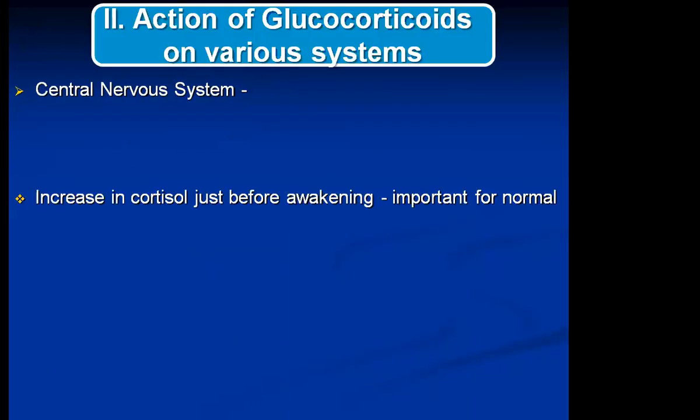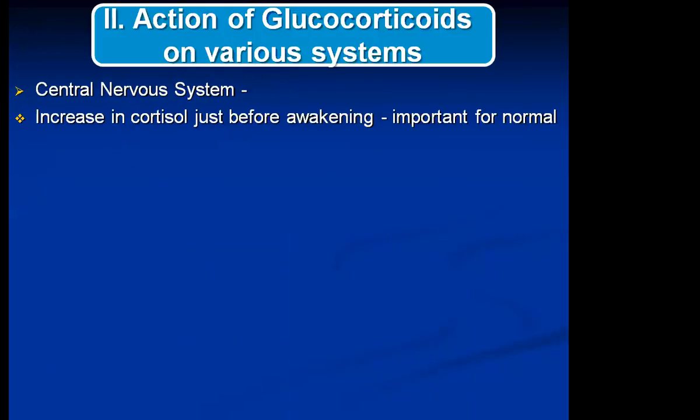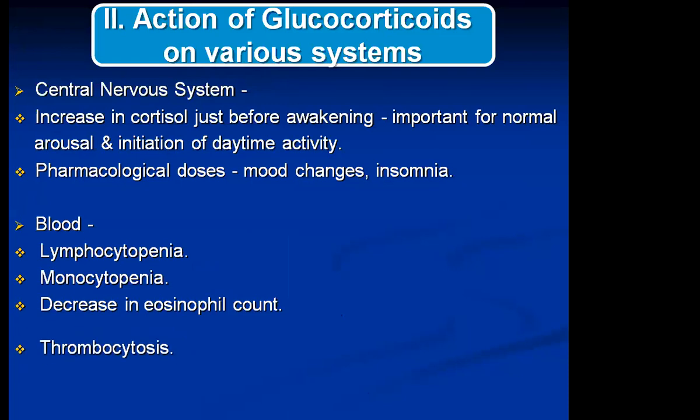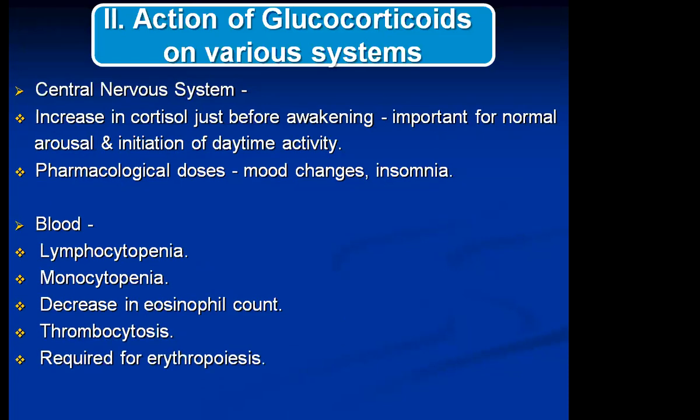Also, we had seen action on the various systems, like the nervous system, that is important for the awakening response. So increase in cortisol is seen normally before awakening. It is also concerned with mood changes and insomnia. It causes depression of lymphocytes, monocytes, eosinophils. However, it causes increase in platelet count and also RBC count. The reason is unknown, but one reason definitely is that it is required for erythropoiesis. So that is one reason why RBC count increases.